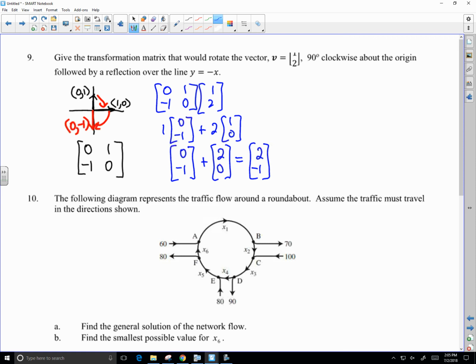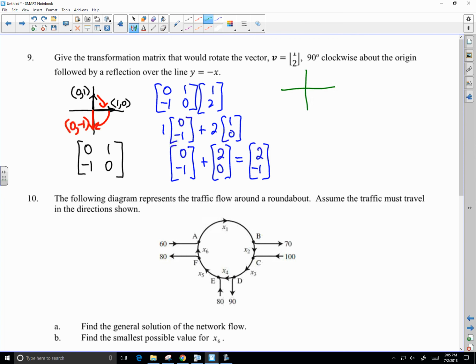All right, so that's the first transformation. The second one has us reflecting over the line y equals negative x. Maybe you're a little iffy on your transformations. Worst case scenario, just go back to, I think it was algebra 1, maybe algebra 2, and just play around with stuff.